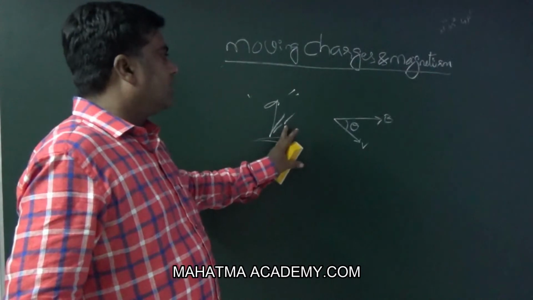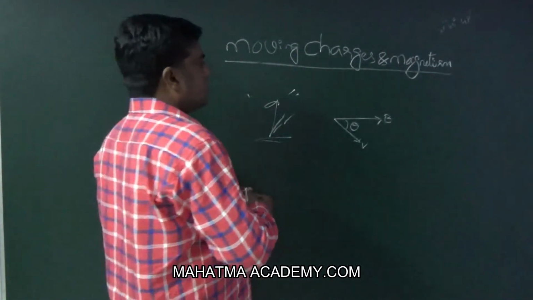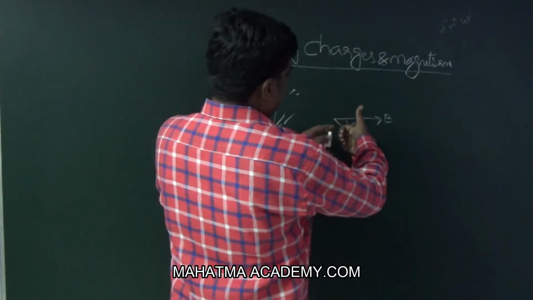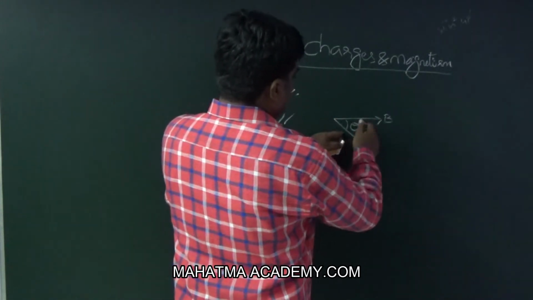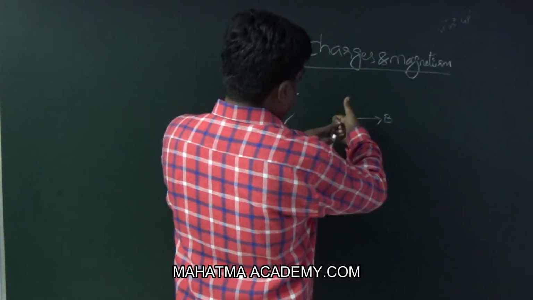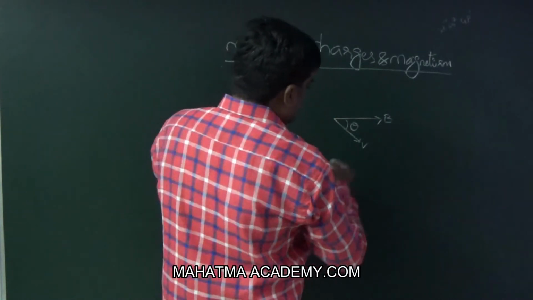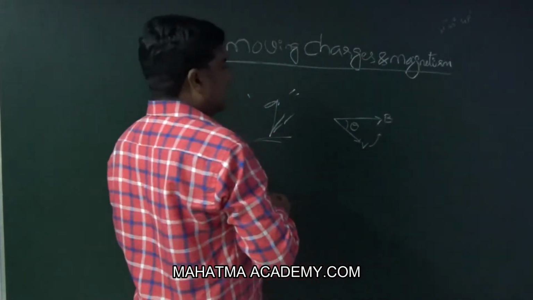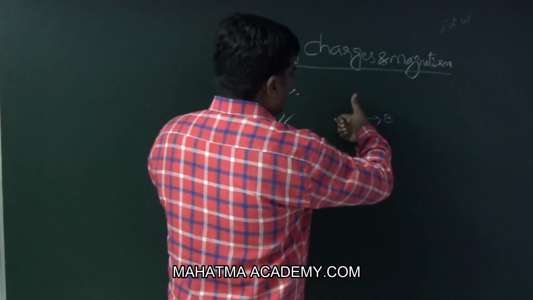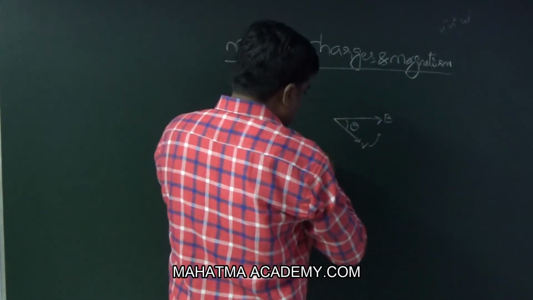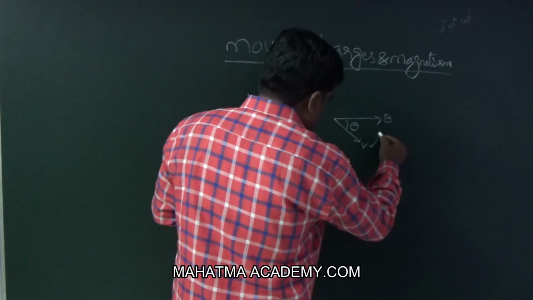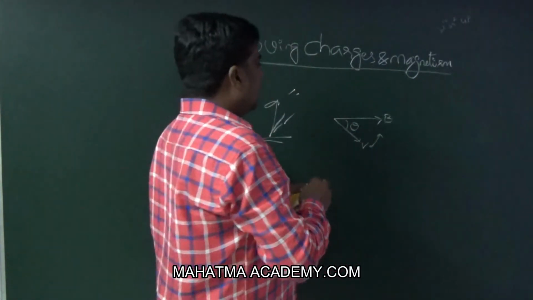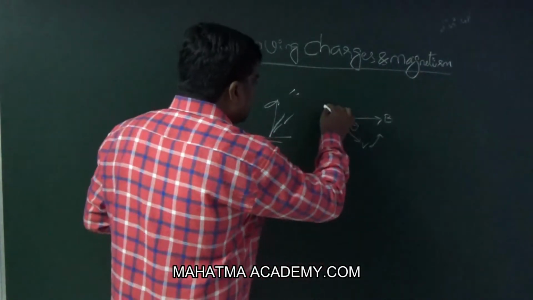What about the direction of the force? Suppose this is the angle between B and V. The direction of the folded fingers gives the direction from V to B. Understand? The direction of the folded fingers gives the direction from V to B, and the thumb gives the direction of the force.